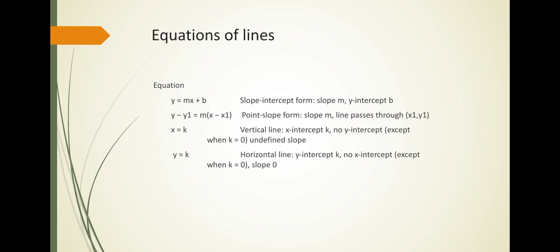Here are the basic formulas for finding the equation of a line. The first is y equals mx plus b. This is the slope-intercept form. m is the slope, the y-intercept is b, and y minus y1 equals m times (x minus x1). This is the point-slope form.